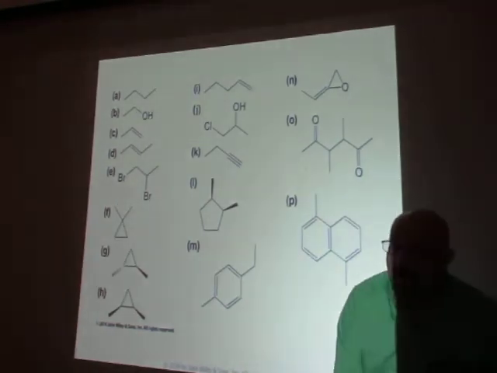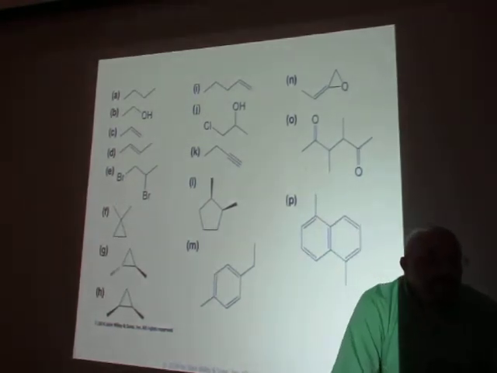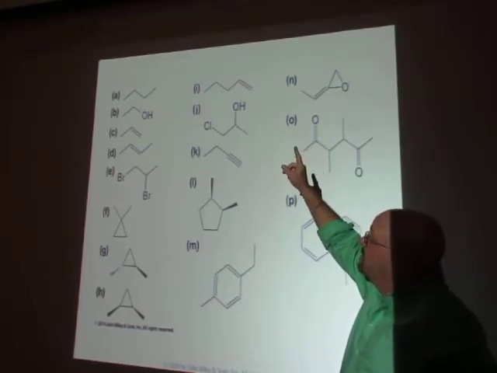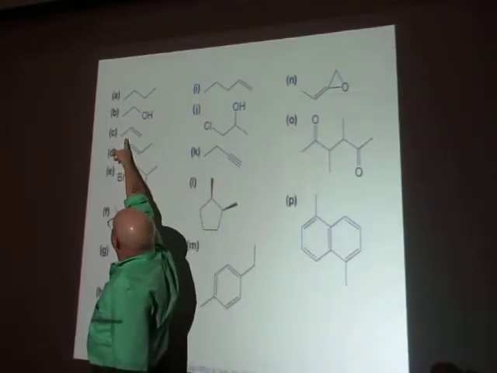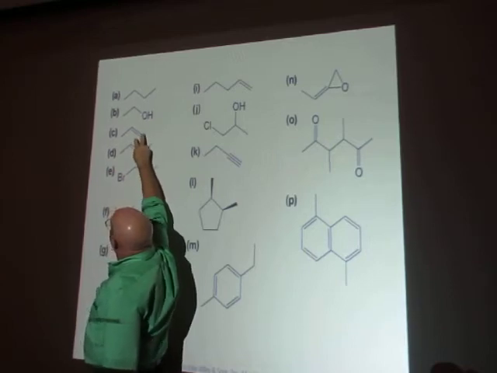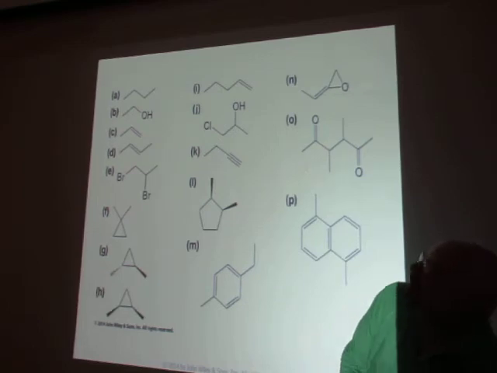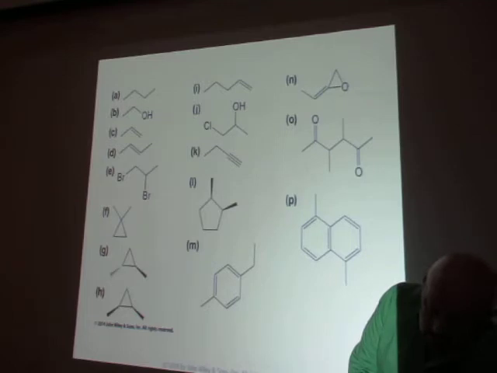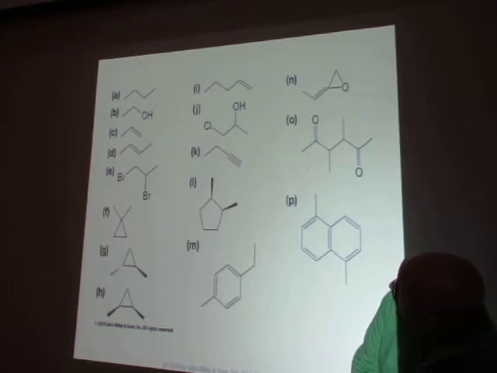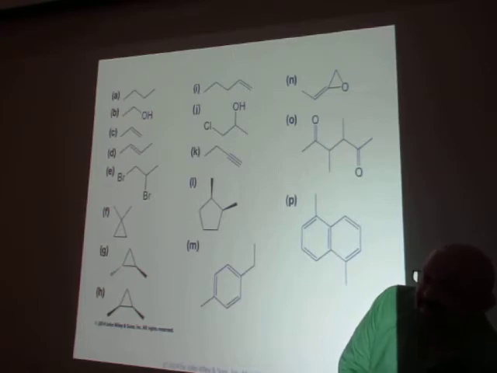Let's go up to I. How many should I see for I? Now I is very similar to what we did back here with C. Watch that double bond. So how many signals should I see for I? Six. Very good. 6 is correct.